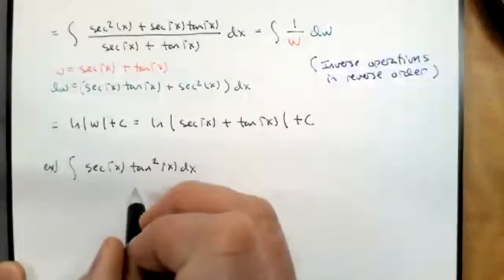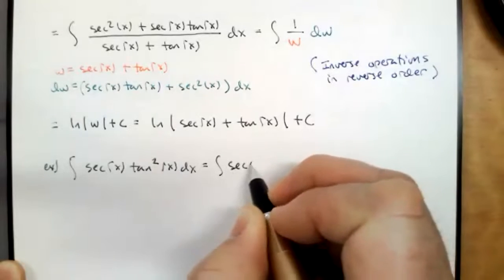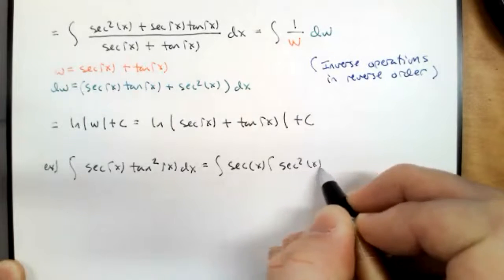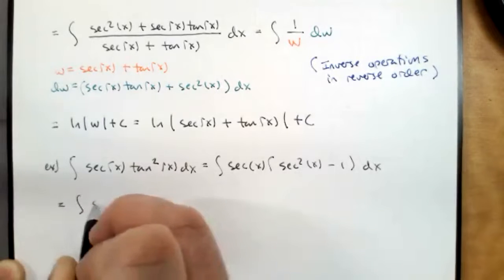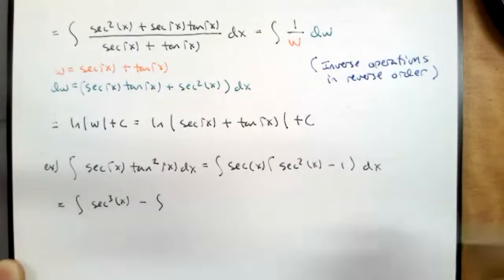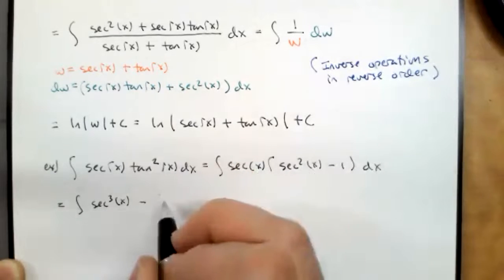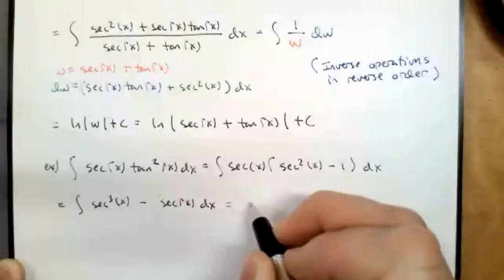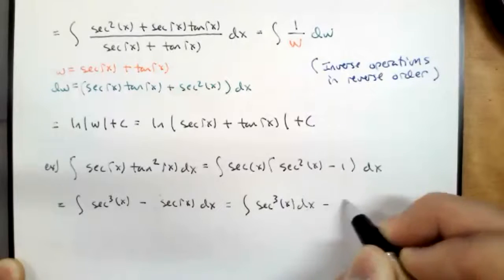So I'm going to rewrite tangent squared as secant squared minus 1. And see this as the integral of secant cubed x dx minus the integral of secant x dx. So I'm thinking of 2 integrals, the integral of secant cubed x dx, the new one, and the one that we already know.